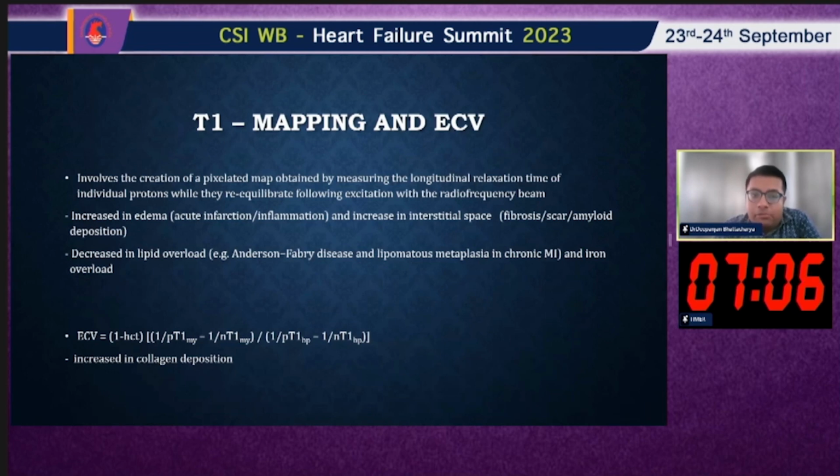So next we have something called the T1 mapping and the ECV. T1 creates a pixelated map obtained by measuring the longitudinal relaxation time of the individual protons while they re-equilibrate following excitation with the radio frequency beam. T1 values are elevated in patients who have got acute edema, acute infarction, inflammation, or an increase in the interstitial space, and it is reduced in conditions with lipid overload like Anderson-Fabry disease and lipomatous metaplasia and iron overload. And we also have a parameter called ECV, which is increased in cases with increased collagen deposition.